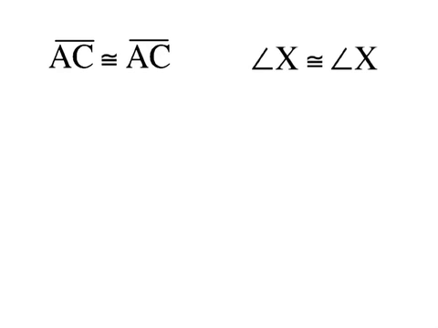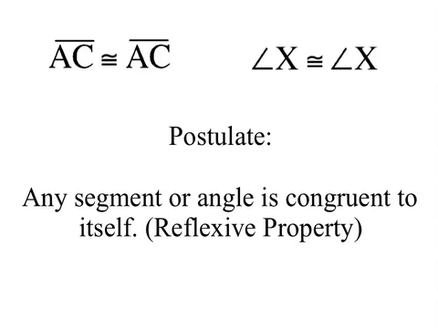Well, in a couple of previous slides, we stated that a segment was congruent to itself, specifically segment AC congruent to segment AC, and we also stated that an angle was congruent to itself, in our case, angle X congruent to angle X. And that brings us to a postulate that states the obvious: any segment or angle is congruent to itself. This is also known as the reflexive property.